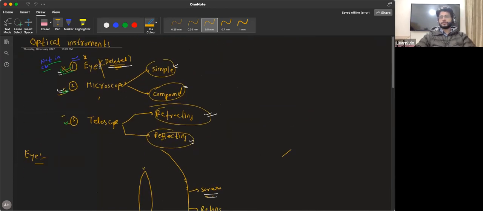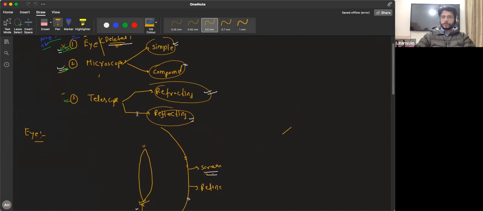So optical instruments. We have three optical instruments. One is eye, another is microscope, another is telescope. The eye has not been a part of the syllabus for the last 5-6 years. Microscope, you have two types of microscope. One is simple microscope, another is compound microscope. Both types of microscopes are in the syllabus. In telescope, you have two types of telescopes, refracting and reflecting type telescope.